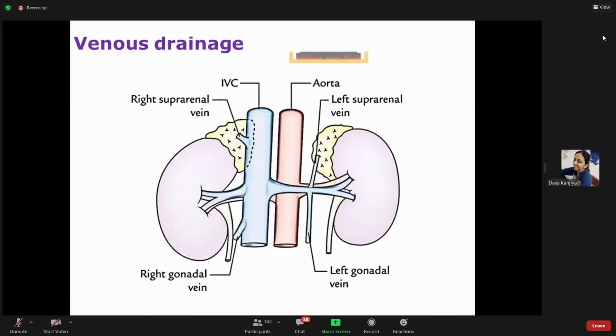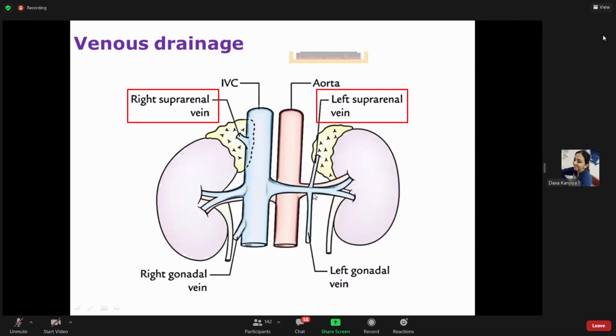Venous drainage. The veins of the suprarenal gland do not follow the course of the arteries. There is only one vein on the right and left side. See, the right suprarenal vein drains directly into the inferior vena cava, and the left suprarenal vein drains into the left renal vein.